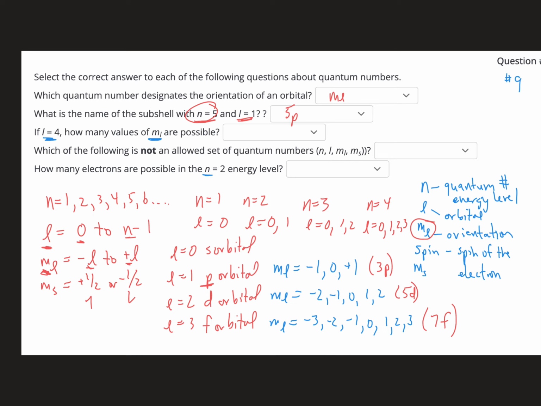If L equals 4, how many values of ML are possible? Well, let's see. If L equals 4, well, we don't really have orbitals beyond f orbitals, so this is purely hypothetical, but ML would be negative 4, negative 3, negative 2, negative 1, 0, 1, 2, 3, and 4, which gives us 9 possible orbitals we could have.